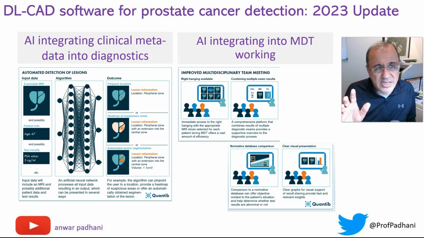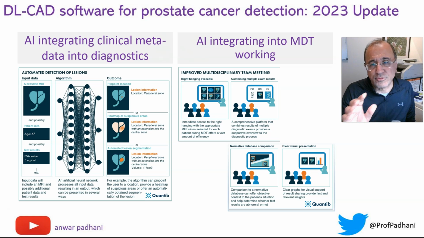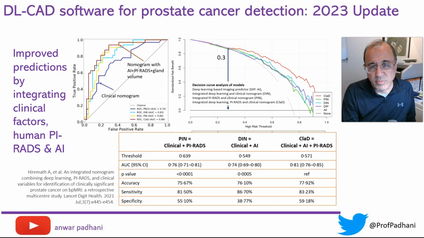Finally, we must recognize that AIs so far have only looked at the images. But of course, there is a great promise of taking the AI output and integrating it with other patient metadata, such as the patient's age and the PSA density, for example. And of course, we need to also think about how AI integrates into the MDT working environment.